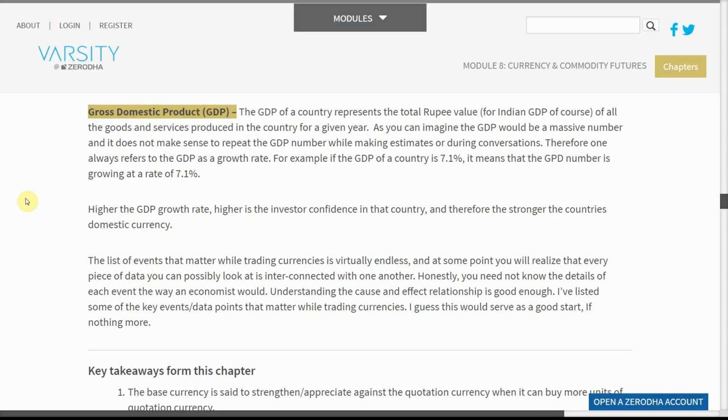For example, if the GDP of a country is 7.1%, it means that the GDP number is growing at a rate of 7.1%. The higher the GDP growth rate, the higher is the investor confidence in that country. Therefore, the stronger the country's domestic currency.